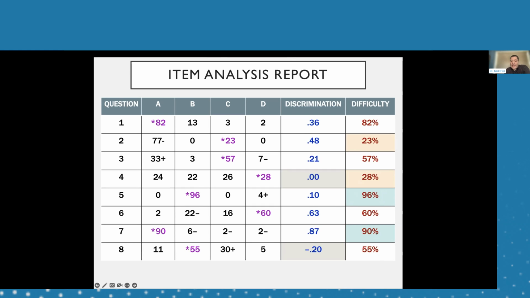Number 7 and 8. 7 is an easy question. However, it has a great discrimination index. So this is a question that I can live with being an easy question, because everyone who missed it, and they selected options B, C, and D, were the lowest scoring students.